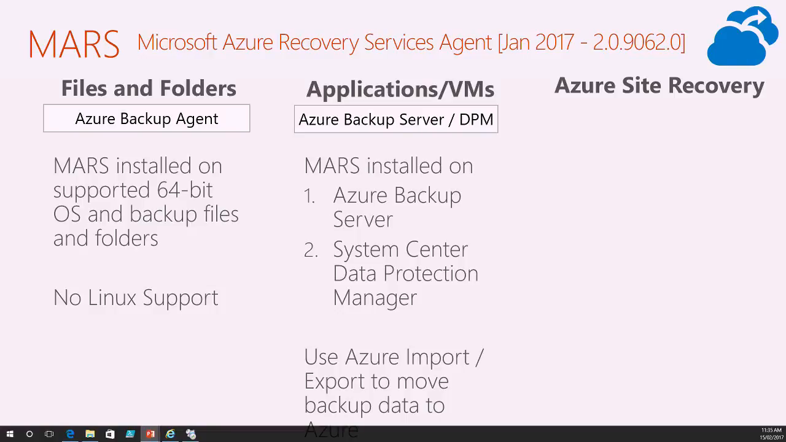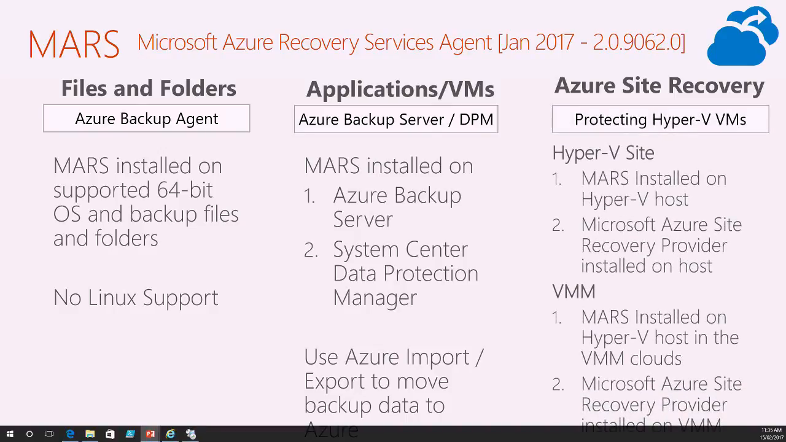We also have the ability to use the Azure import-export. So if we have a huge amount of data to move into the cloud, we can use that Azure import-export to put it on disk first, ship that disk to Microsoft, and they can put it into your storage account. So a bit like what AWS has with their Snowball. This MARS agent is also used in Azure Site Recovery. Because the vault construct is the same, we actually use the MARS agent on Hyper-V hosts as well to do that replication. So that's where that MARS agent is used.